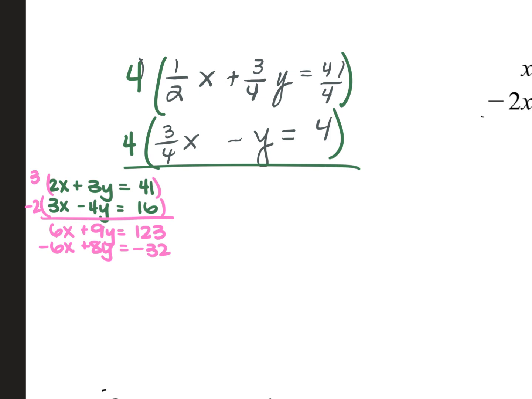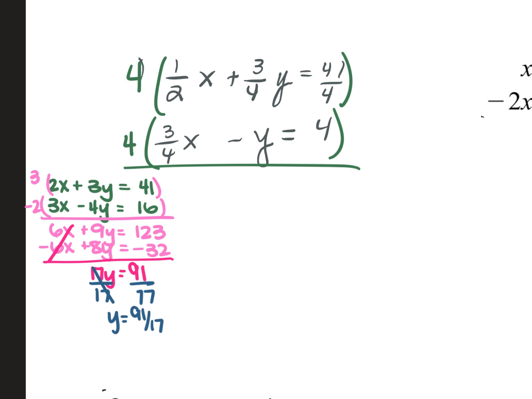From here, we're going to combine like terms. Your x's cancel. This is going to leave you with 17y is equal to 91. You're going to divide each side by the 17. So you have that y is equal to 91 over 17.